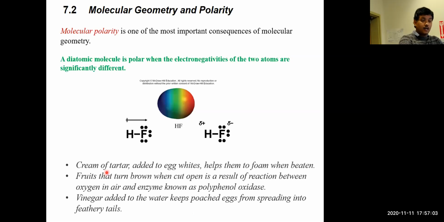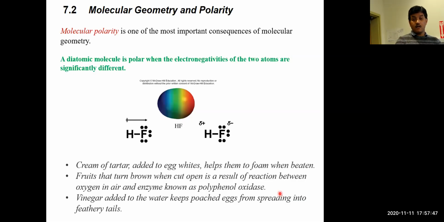Like cream of tartar, a polar compound, is added to egg whites, which contain polar proteins, which helps them form foam when you beat them. And fruits, any fruits like apples or avocados, when you cut them open, you will notice that they start browning after a certain time, even in a couple of hours. It is because the polar molecules on the top of the cut fruit react with oxygen, because of the presence of the polar enzyme known as polyphenol oxidase.